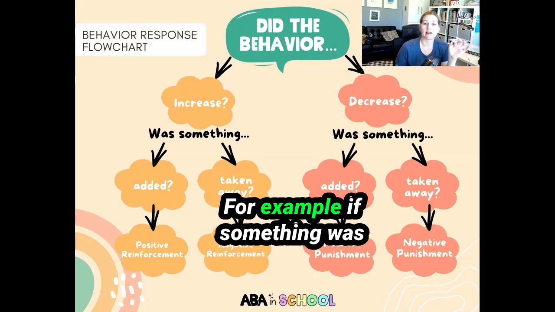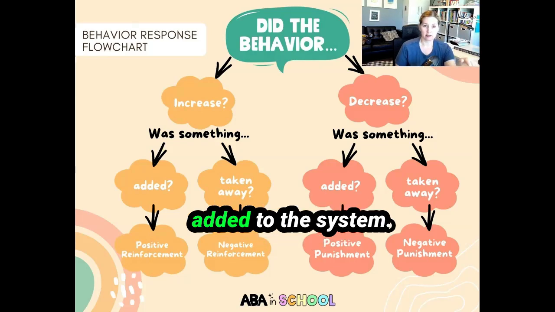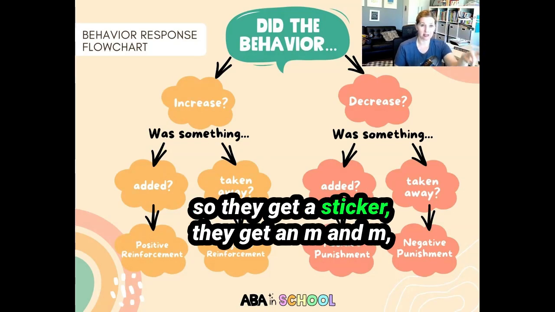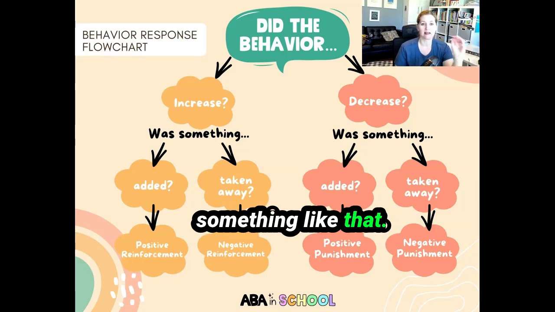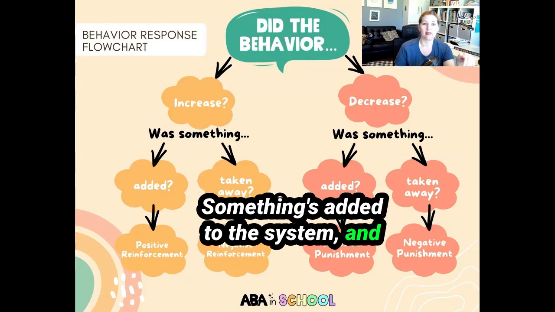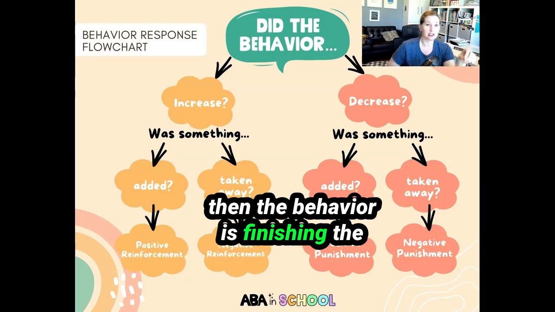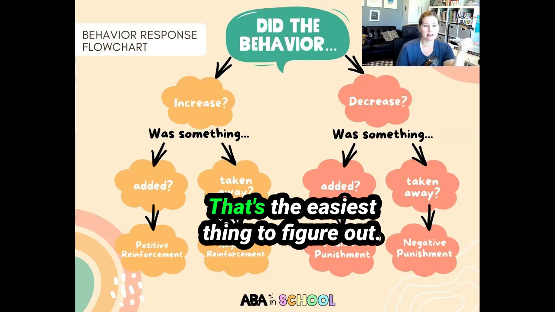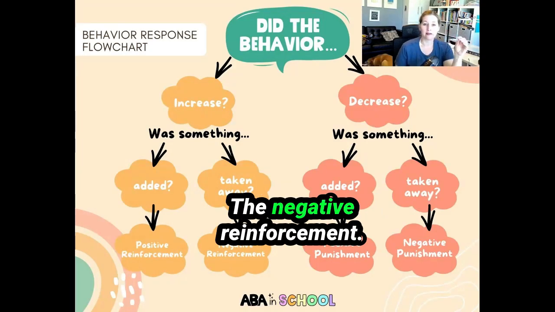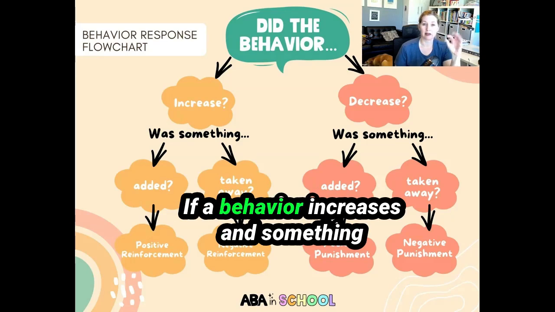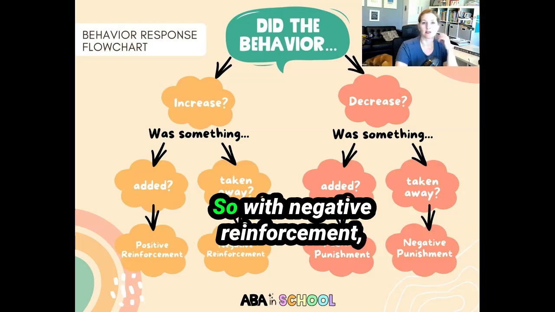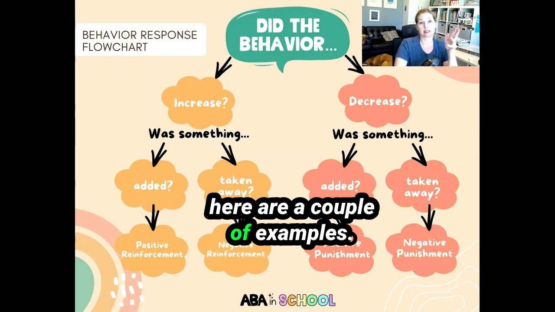For example, if something was added to the system, say a student finishes the work and so they get a sticker, they get an M&M, something like that. Something's added to the system and the behavior, finishing the worksheet or whatever, increases, then we have positive reinforcement. That's the easiest thing to figure out. With negative reinforcement, if a behavior increases and something unpleasant or aversive was removed from the system, that would be a negative reinforcement. Here are a couple of examples.